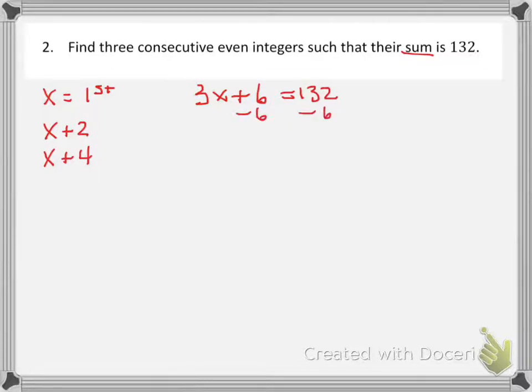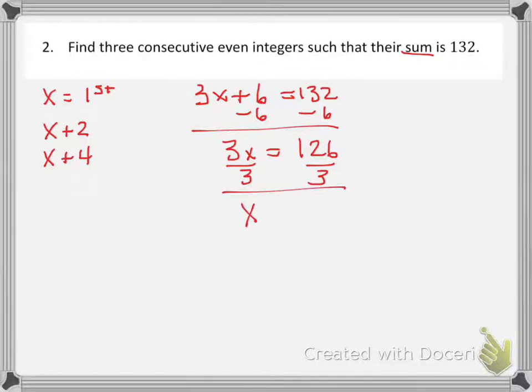Subtract 6. I get 3x equals 126. Divide by 3. X is, what is that, 42? 42. So what's the next even number? Well, that would be x plus 2, which is 42 plus 2, 44. And then x plus 4 would be 42 plus 4, 46. 42, 44, 46 equals 132.